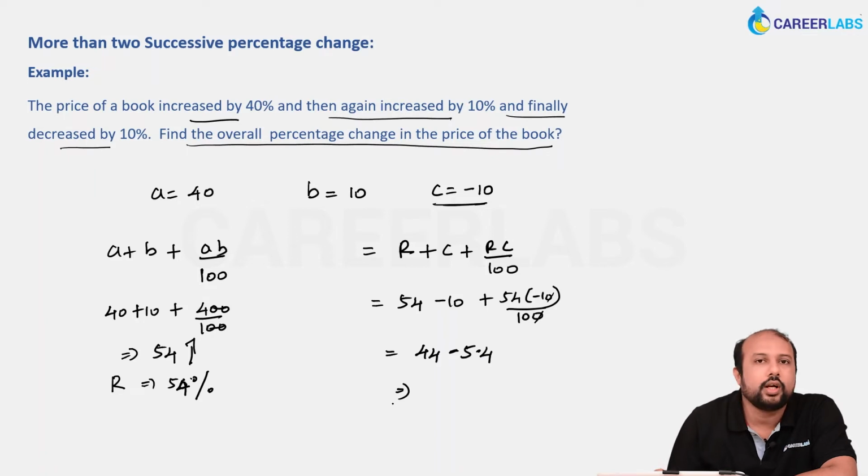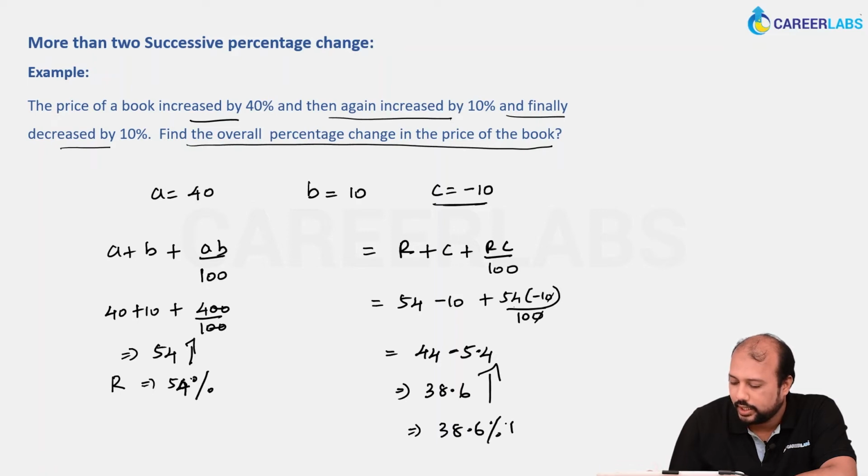So 54 into minus 10, minus 540, the 0 anyways gets cancelled off. So 54 into minus 1, minus 5.4, because we are dividing by 10 here. So 44 minus 5.4, 44 minus 5 is of course 39, and 39 further you have to decrease by 0.4, so you will have 38.6. So 44 minus 5.4 is 38.6. This is a positive value. Since it is a positive value, it is an increase. So overall it is a 38.6% increase.